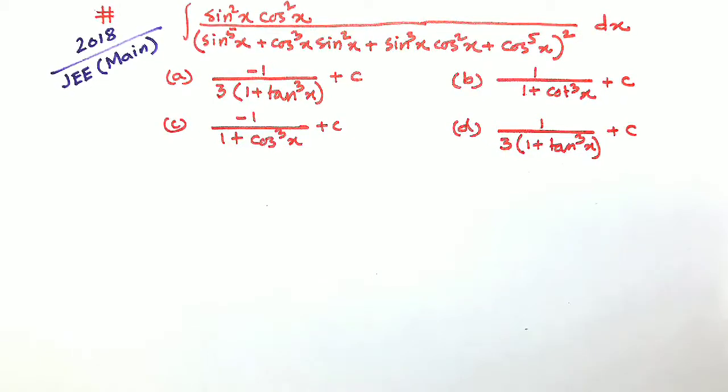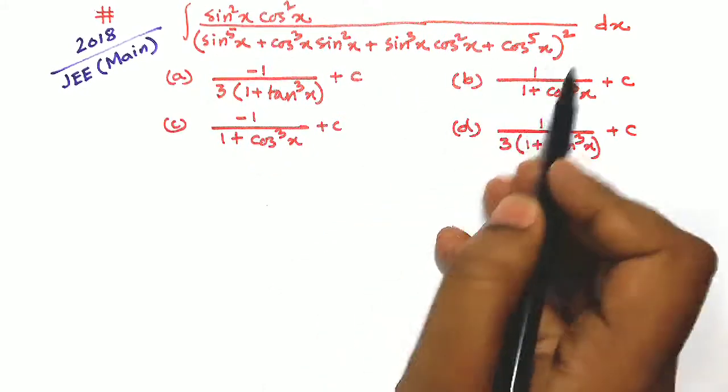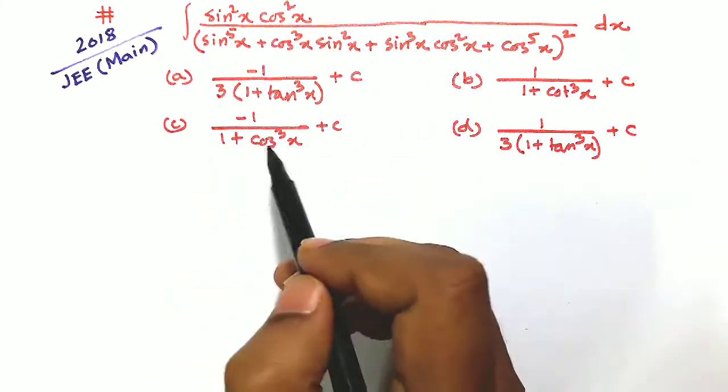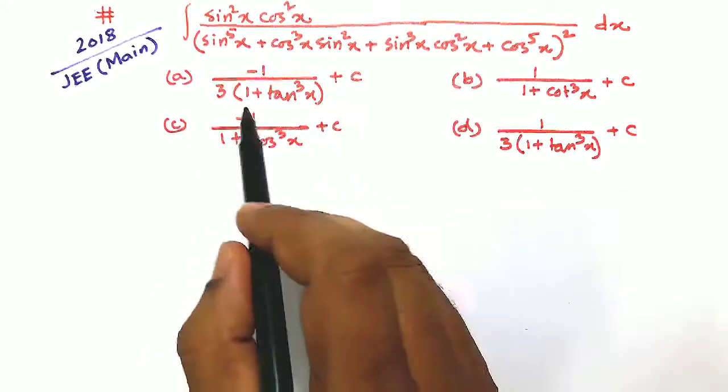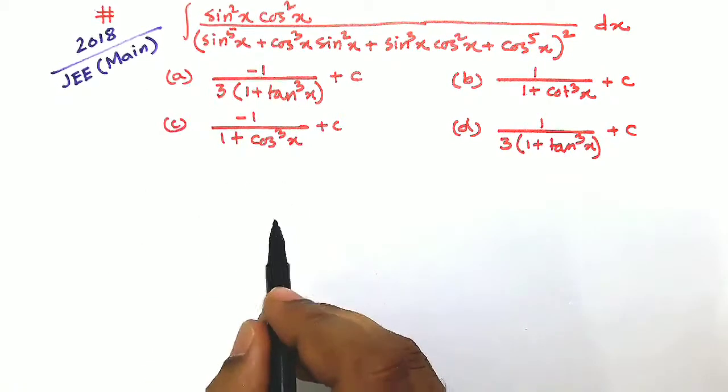This is our first problem. Integration sin square x cos square x divided by some expression and its square dx. At first sight it may be difficult to you, but this is very simple question. This is taken from 2018 JEE main exam.